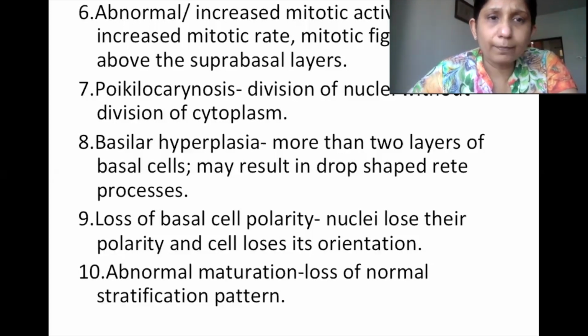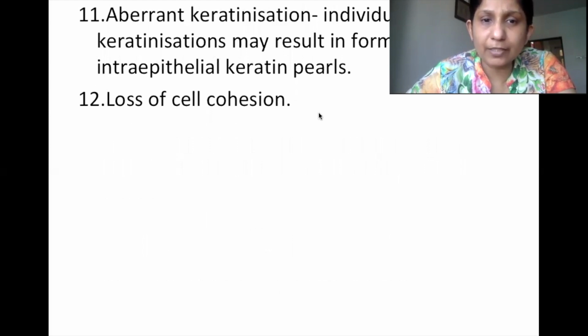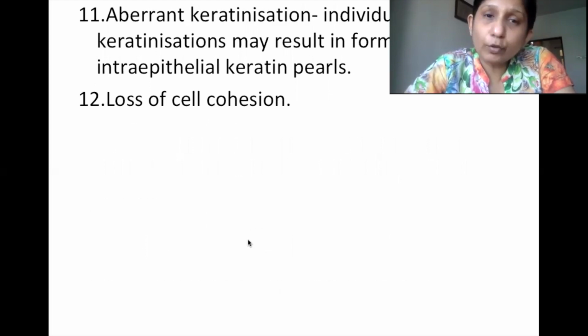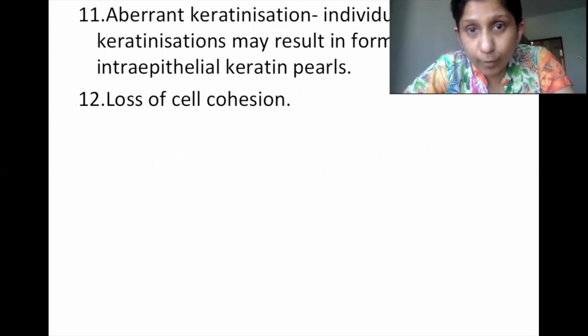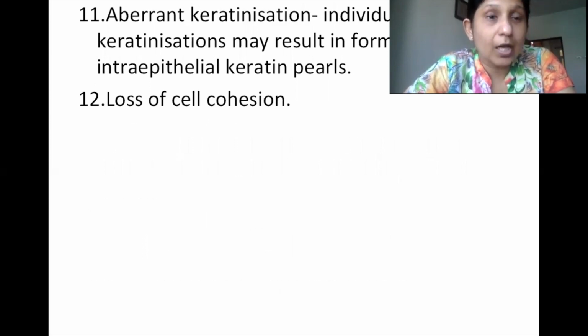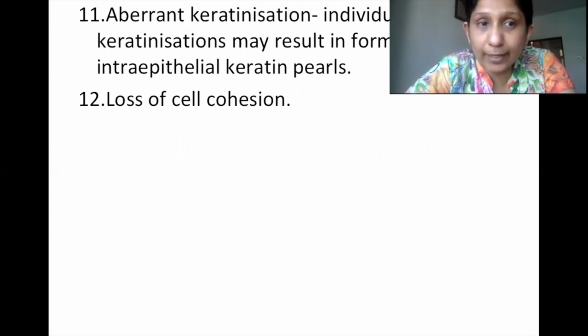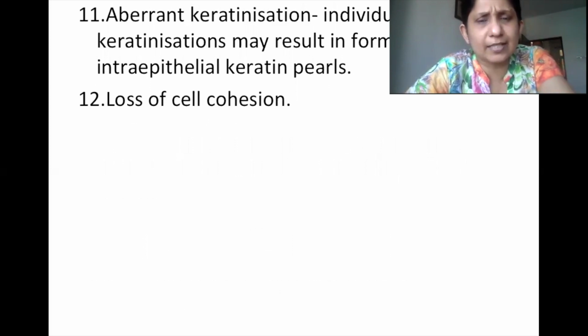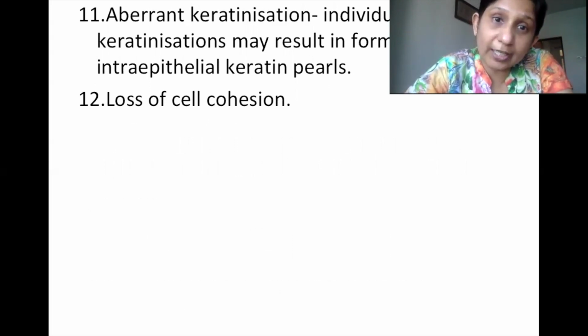Coming on to the next dysplastic feature, that is aberrant keratinization. As I said, when you find keratinization in the lower part of the epithelium, it is called dyskeratosis. Aberrant keratinization can also be an individual cell keratinization, where there is only one single cell that is keratinizing. It does not form a keratin pearl, but there's a single cell which is keratinizing. Many such cells which keratinize together can give rise to a keratin pearl later on.